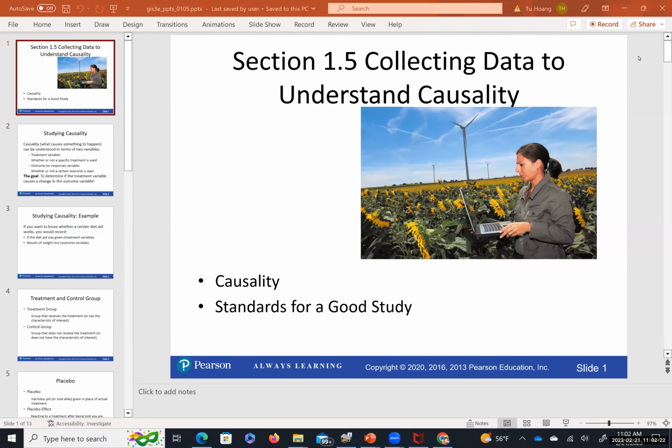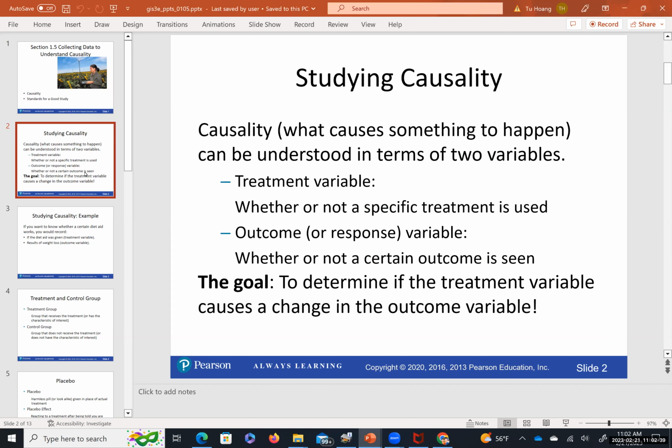We are working on section 1.5, collecting data to understand causality. All right. So in this one, we're going to talk about causality, standards for a good study. Okay, so let's move to studying causality. What is causality?